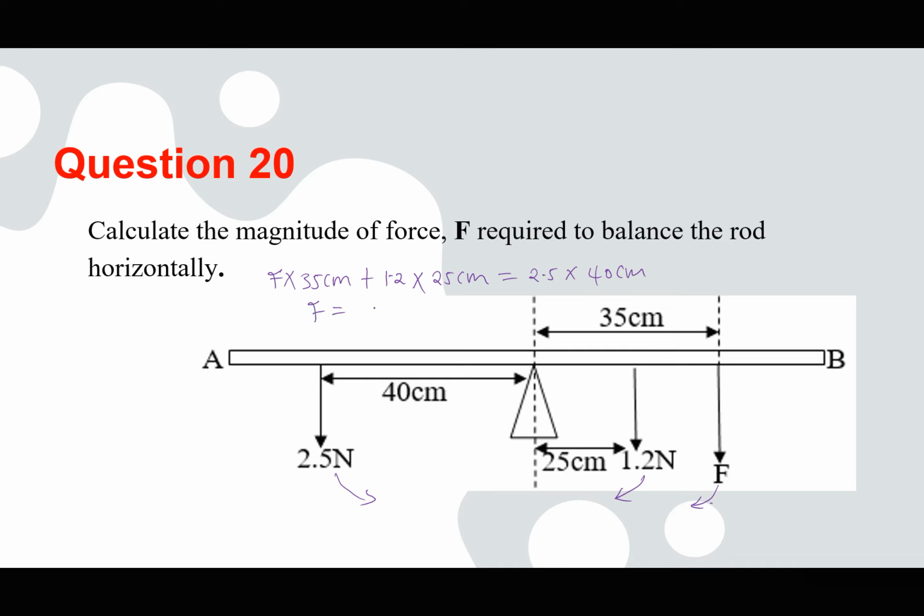So F is going to be equal to 2.5 times 40 divided by, minus, I'm collecting like terms, so I will say minus 1.2 times 25. 2.5 times 40, that's 100, minus 1.2 times 25 divided by 35, I think that is 2. So F is equal to 2 newtons.